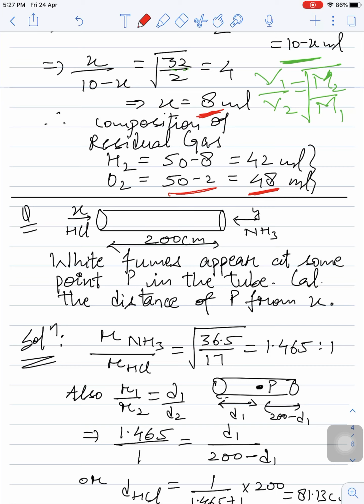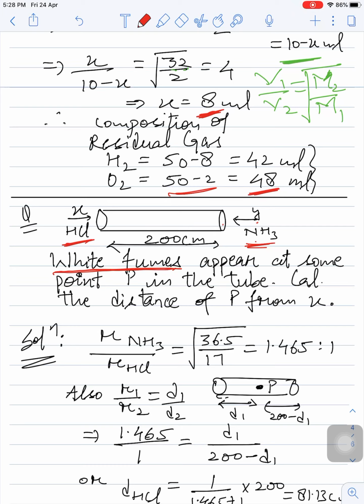Let us say now the question is, there is a tube. This tube has two open ends, Y end from which ammonia is introduced in the tube. There is one X end from which HCl gas is introduced; both are gases, HCl gas and ammonia gas. So at some point P inside the tube, white fumes appear. Calculate the distance of P from X or from the HCl end.